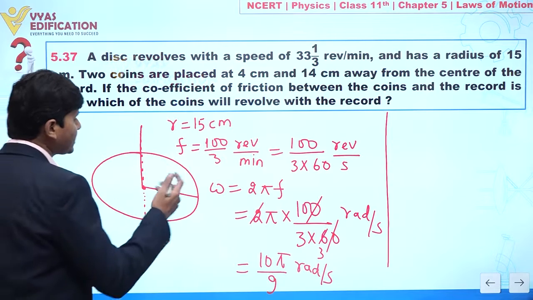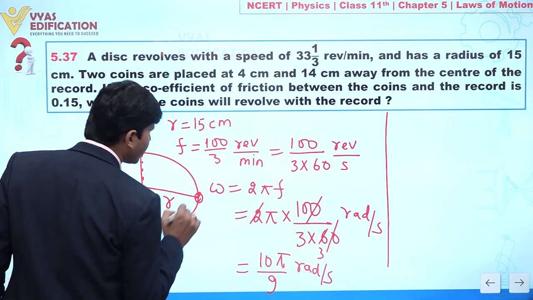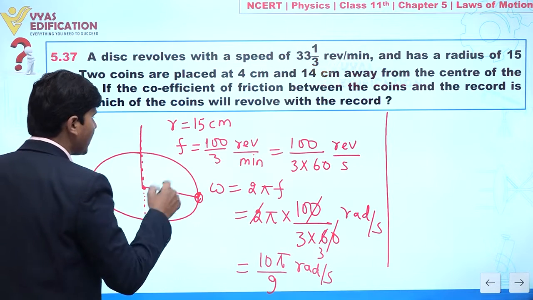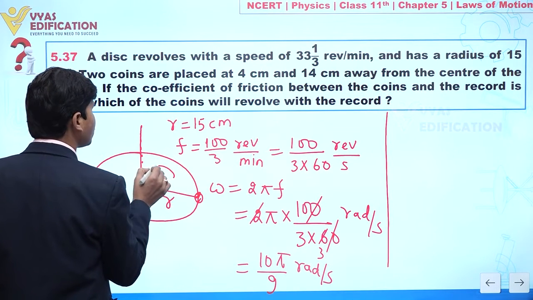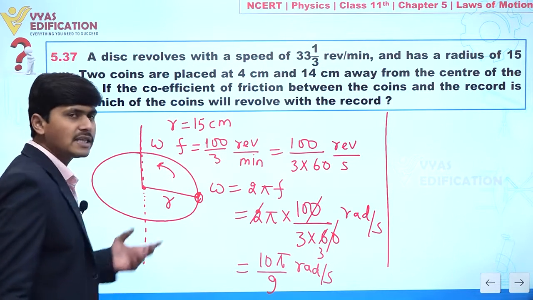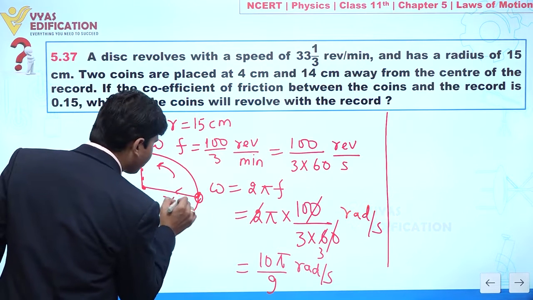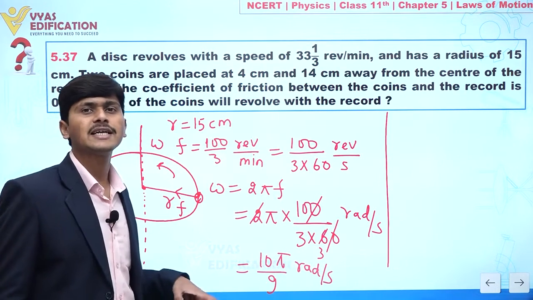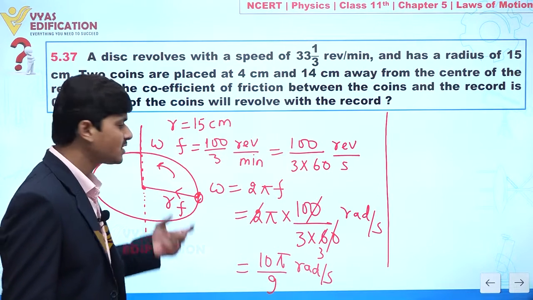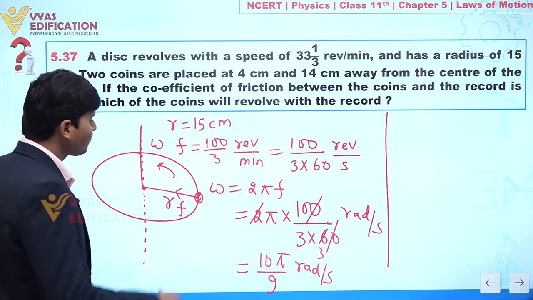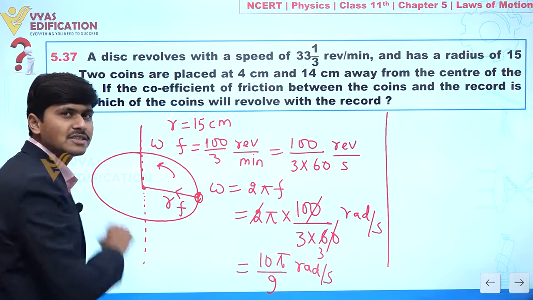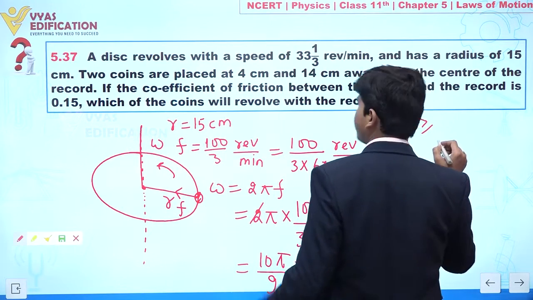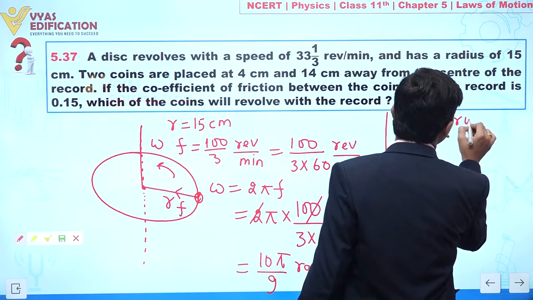The concept is very simple. Let's suppose I place a coin here. When this coin is revolving with this disk, let's suppose this disk is rotating with omega. At that time, if the friction force provided here is greater than the centrifugal force acting on this coin, we can say this coin will move with this disk. Yes or no? So I can say the friction force acting should be greater than m r omega square.